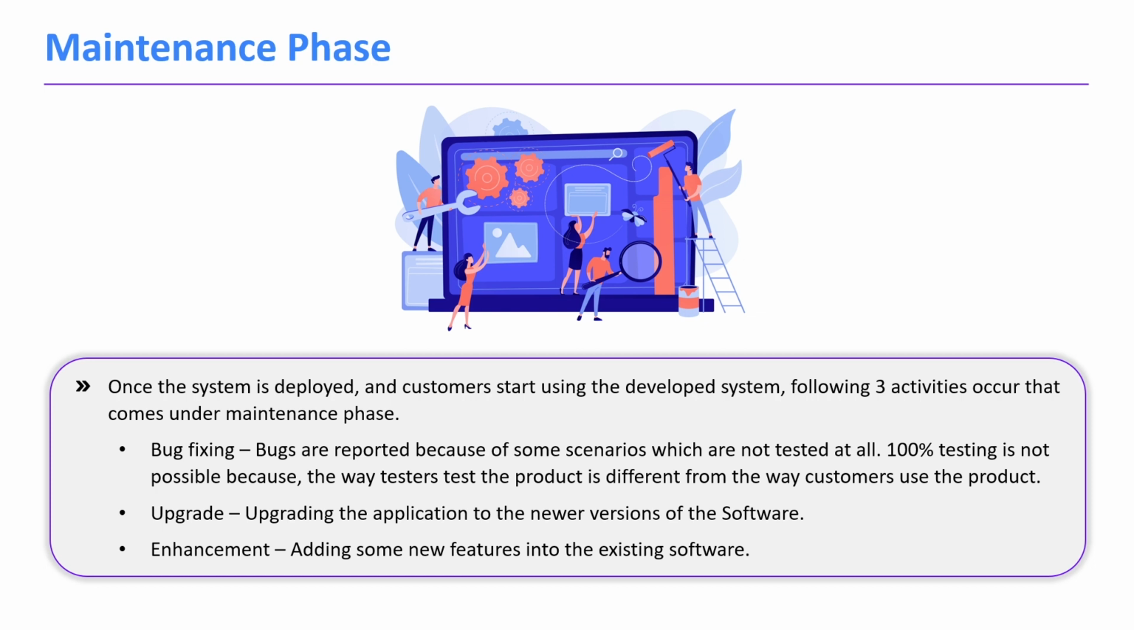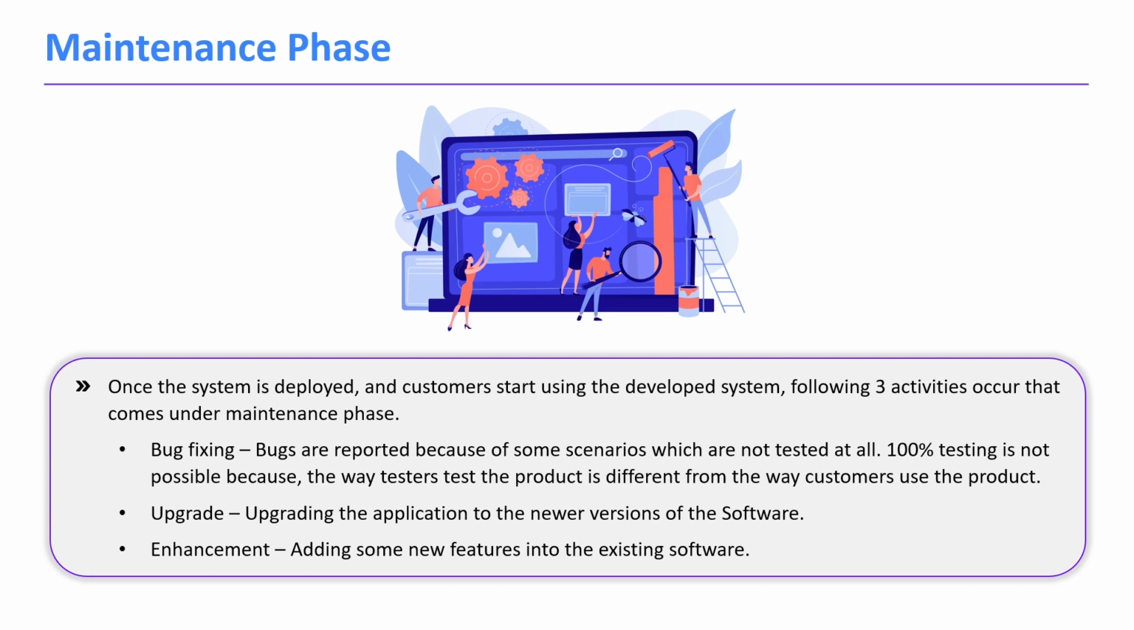Maybe there is a chance bugs are reported from the production environment by the customer because some of the scenarios were not tested at all. 100% testing is not possible because the way testers test the product is different from the way the customer uses the product. So there may be a chance that bugs come up in the production environment. So fixing those bugs is an activity that comes under the maintenance phase.